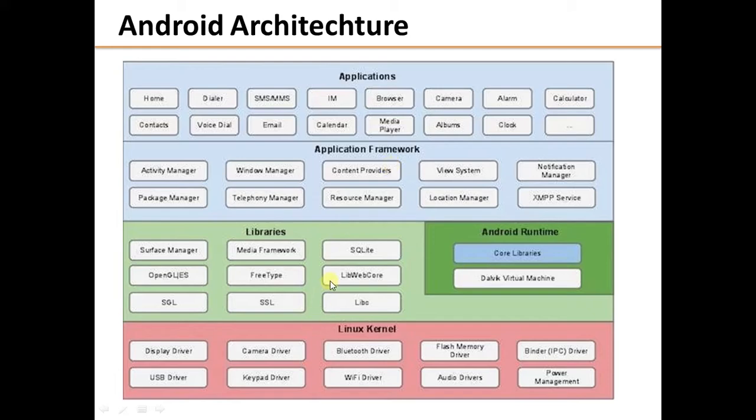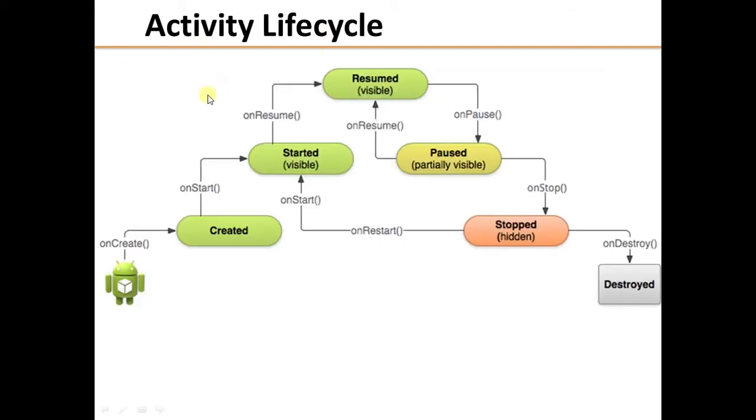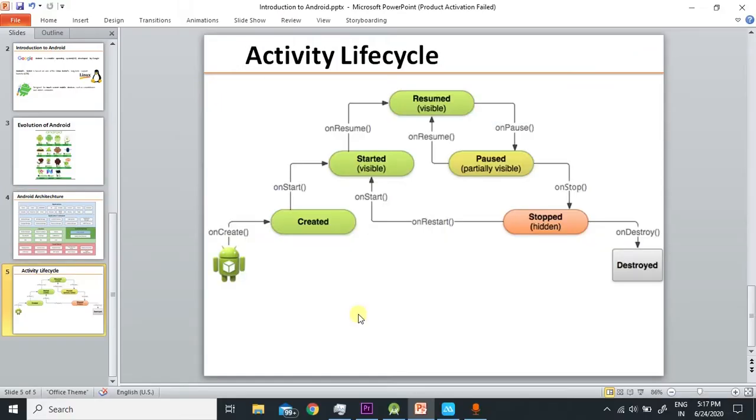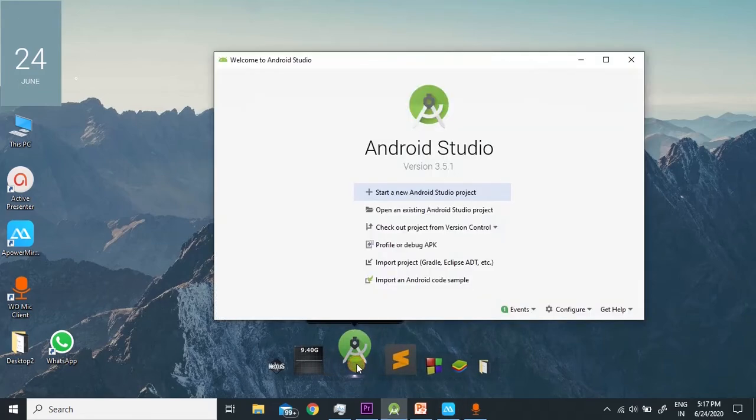Right below we've got a layer which is divided into two parts, libraries and Android runtime. What are these libraries? We've got SQL here, and this SQL library is basically used for databases. Next we've got Android runtime. Android runtime has two components, core libraries and the Dalvik virtual machine. The Dalvik virtual machine is used for running an Android app. Now, the activity lifecycle we'll discuss later on. Alright, so let's now go to Android Studio and create a new project.